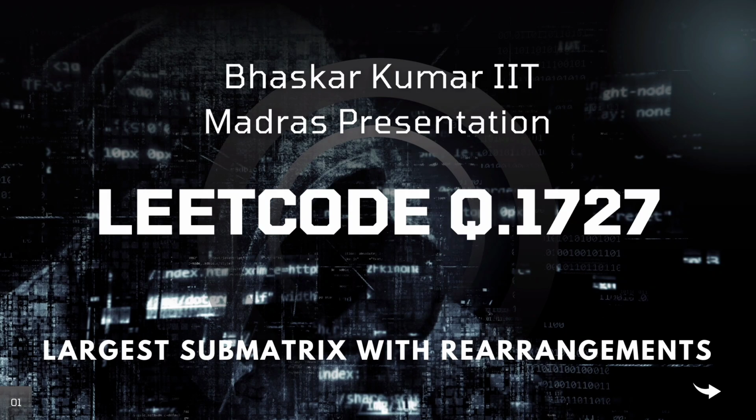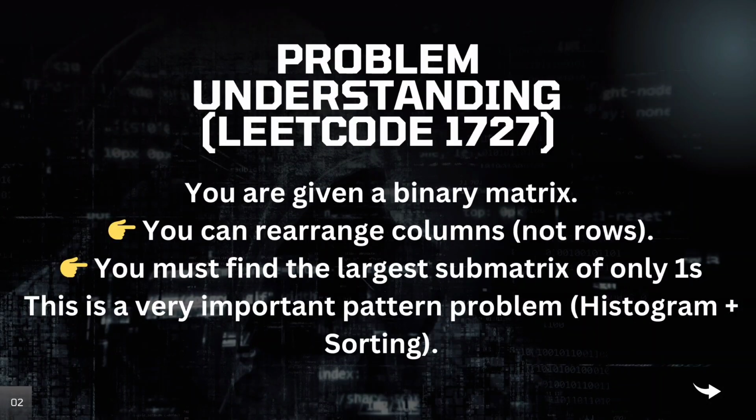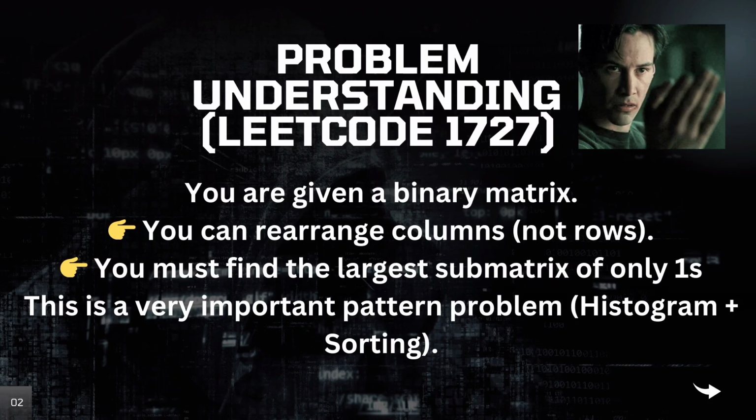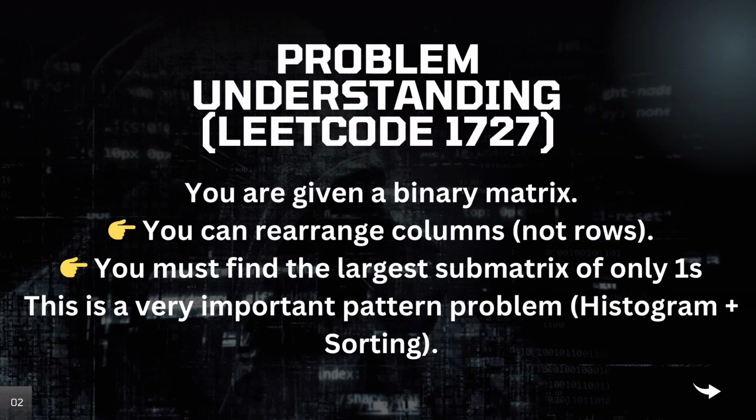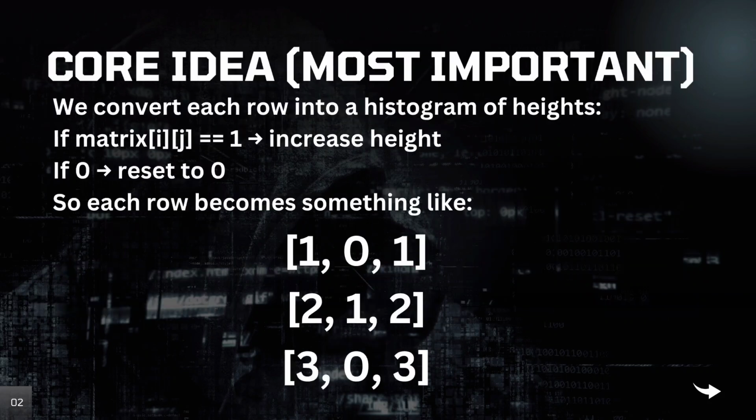So let's decode it. In this problem, you are given a binary matrix of size m x n and you are allowed to rearrange the columns of the matrix in any order. You have to return the area of the largest submatrix within the matrix where every element of the submatrix is 1 after reordering the columns optimally. Okay, so this is a very important pattern problem. Histogram plus sorting, we use it to solve this problem.